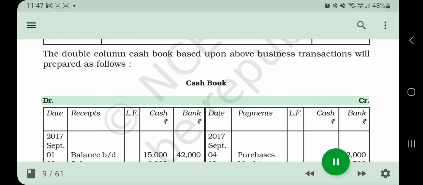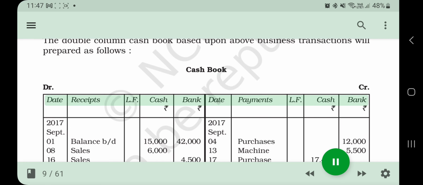Cash book. Dr. Cr. Date, receipts, LF, cash, bank. Date, payments, LF, cash, bank. 2017 Sept. 01 balance b/d 15,000 42,000; 04 purchases 12,000; 08 sales 6,000; 13 machinery 5,500; 16 sales 4,500; 17 purchases 17,400; 27 bank C 10,000; 20 stationery 1,100; 24 Rohit 1,500; cash C 10,000.